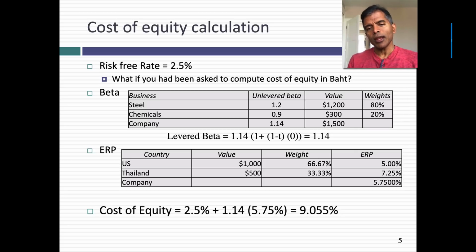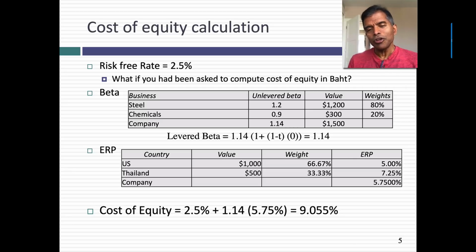So the risk-free rate is driven by my currency choice. My beta is driven by the businesses I'm in. I'm in two businesses. I give you the unlevered beta and the value of each business. It looks like I'm 80% steel, 20% chemicals. I take a weighted average. The weighted average of 1.14 becomes the unlevered beta for my company.